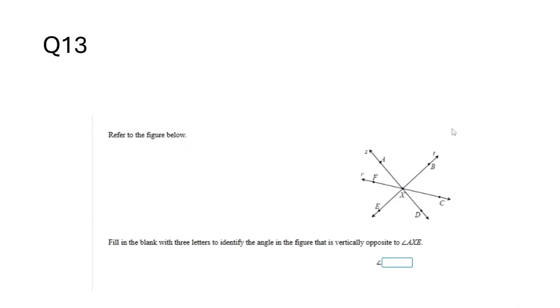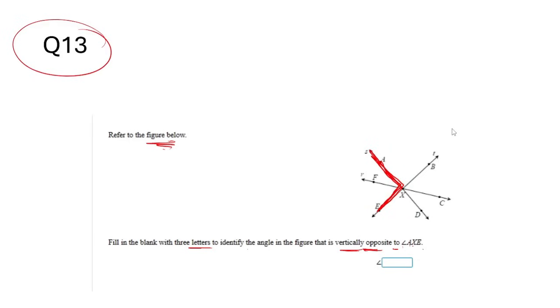Question number 13. Refer to the figure below. Fill in the blank with the 3 letters to identify the angle in the figure which is vertically opposite to angle AXE.